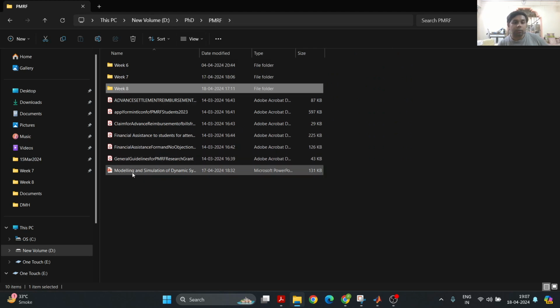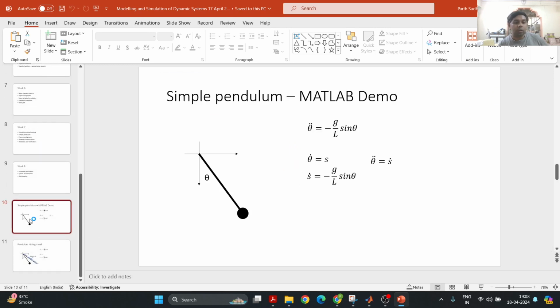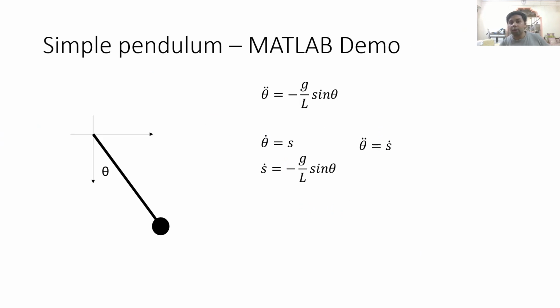let me just open up. Are you able to see my PowerPoint screen? Yeah, visible. So this is the differential equation that we get for the simple pendulum, and then we convert this second order differential equation into a system of two first order differential equations by introducing the substitution that theta dot is equal to s.